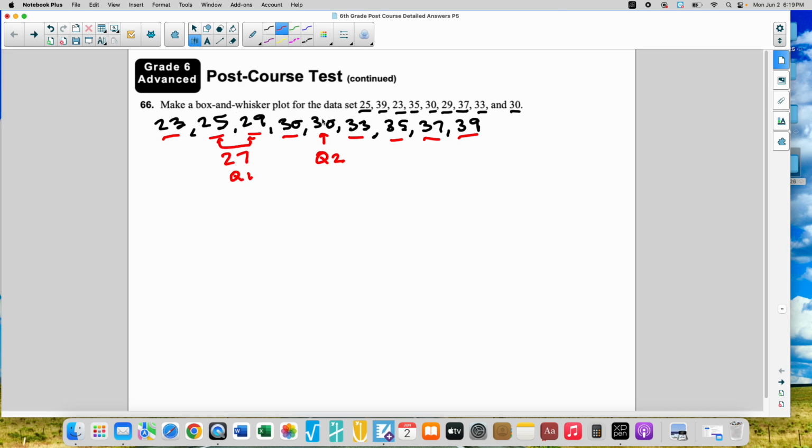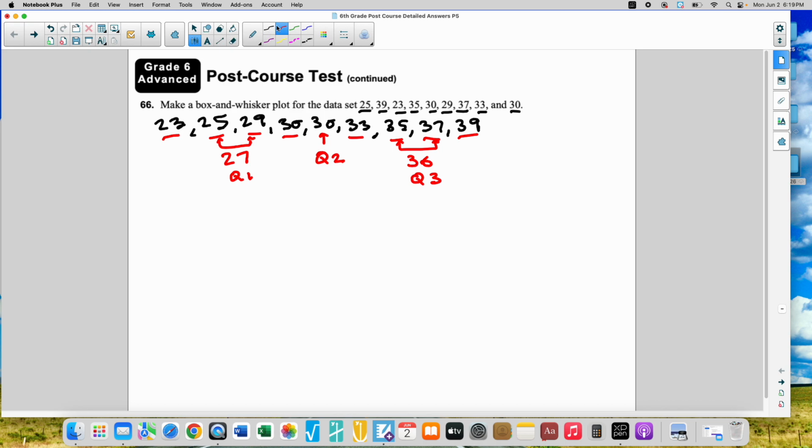That's 14, yep. And then we're going to take these 4 numbers and we're going to find the middle between these two, and that is 36, which is going to be our Q3. And now we can do our box and whisker.